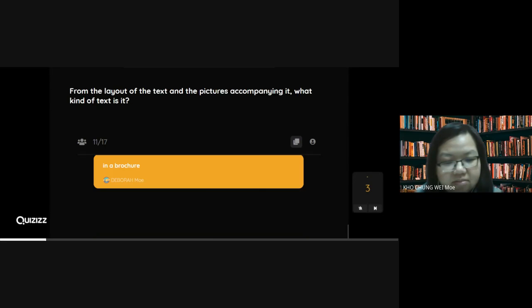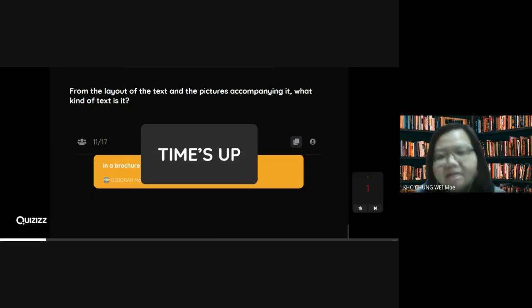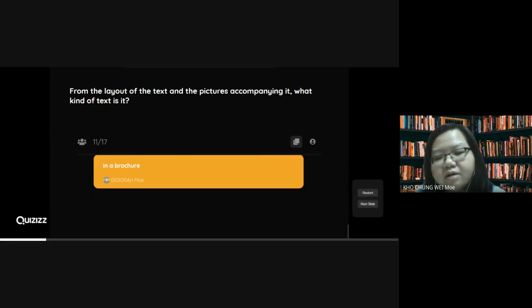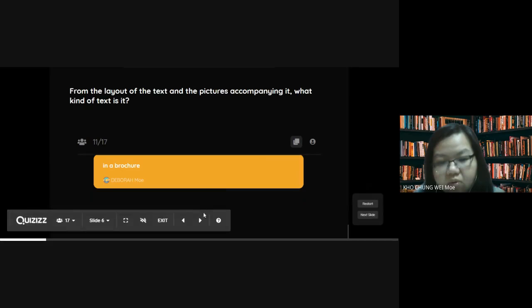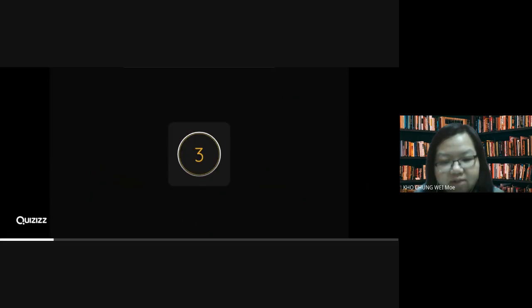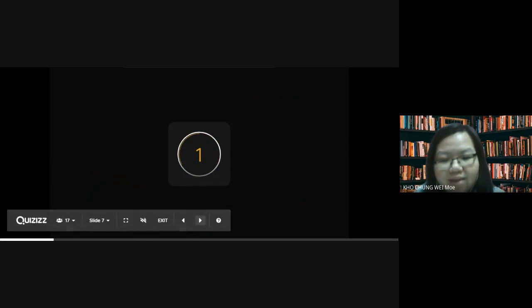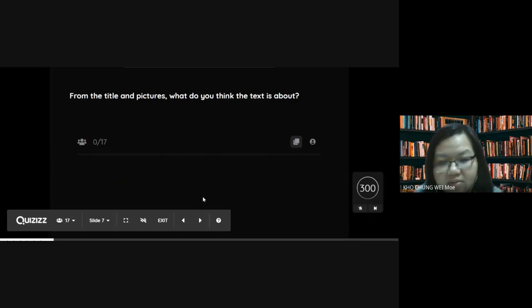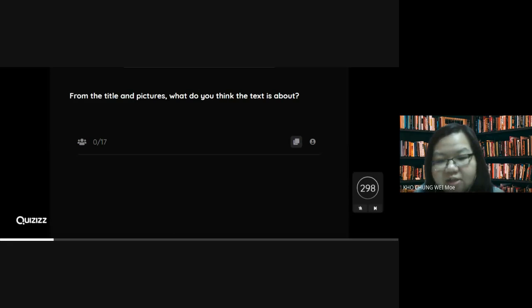Okay. Now, usually an article contains a lot of information. So what happened is that in this text, you are going to look for some specific information. But before you look at the information, I would like you to guess what the text is all about. Okay? From the title and the pictures, what do you think the text is about?